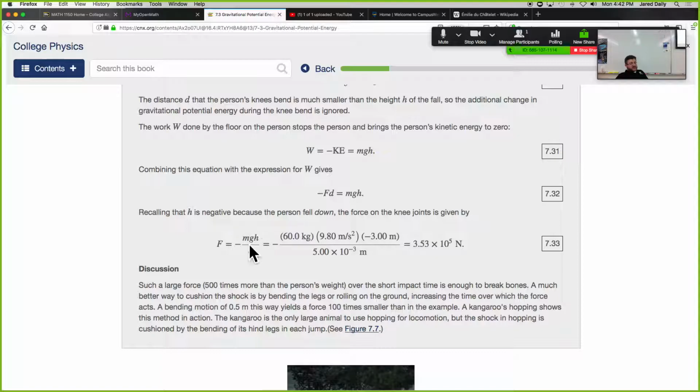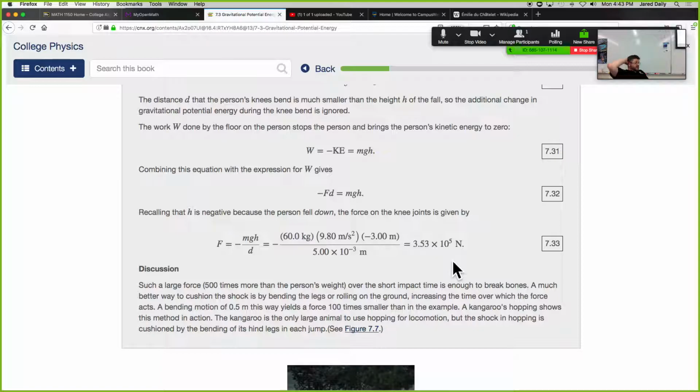Then we can solve for the force. It equals the mass of the person times g times the height that they jump from, divided by the distance that they stop in. So this distance and this height are not the same number. The height is from where you jump from. The distance is how much distance it takes for your body to stop. So you land, and then your knees compress, and then you're stopped. So that's the 0.5 centimeters. Plug all that stuff in, you get 353,000 newtons.